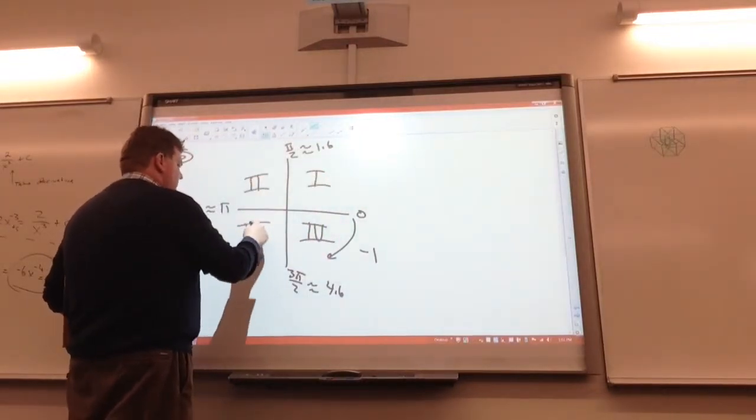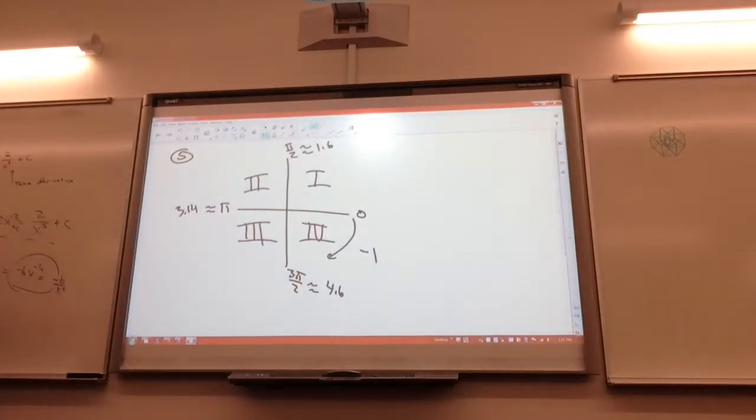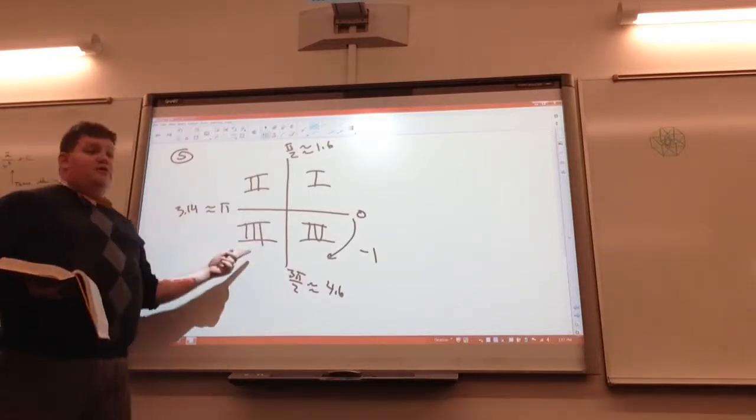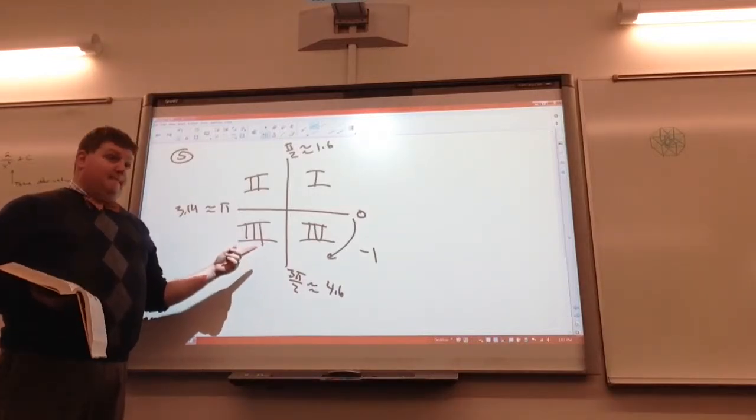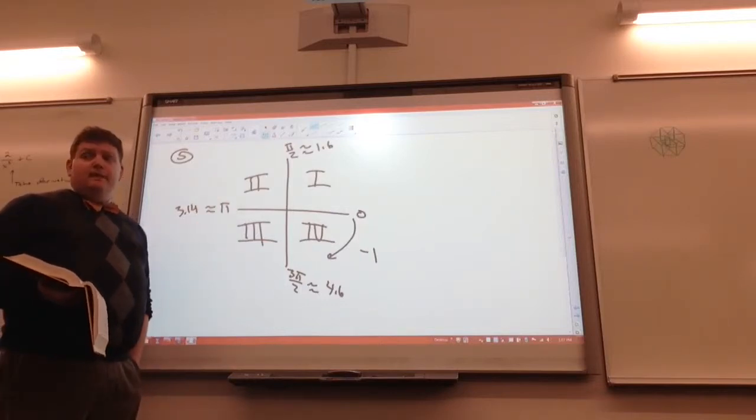Everyone see that? Yes, sir. Okay. And so you could go through like that with all of them. Minus 2 is a little bit bigger than 1.6, so it would be in the 3rd quadrant. Be down over in here. Okay. Everyone see that? So how did you know that it started at 0?